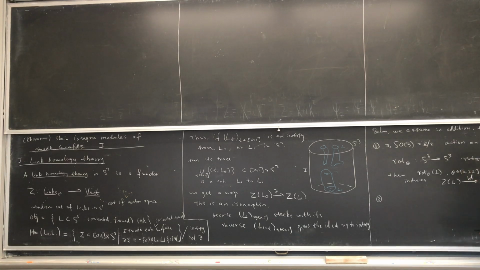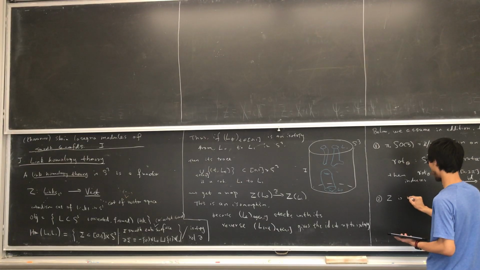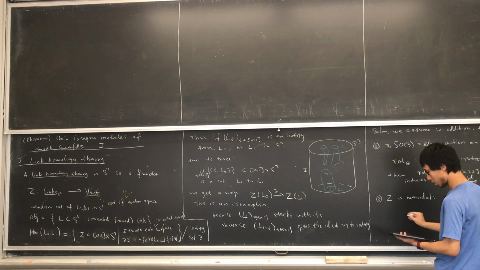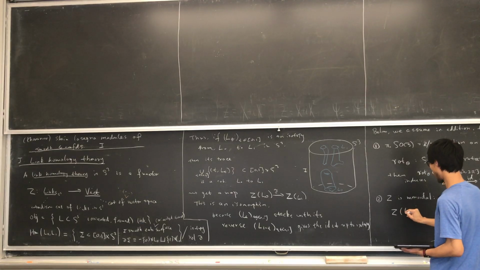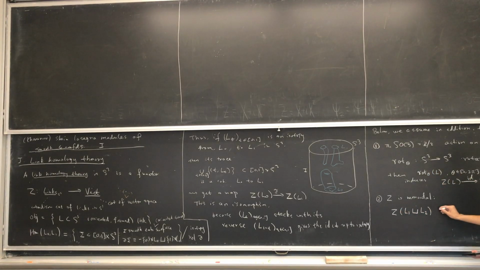And the second actual condition we want to impose is that Z is monoidal in an appropriate sense. If I take the disjoint union of two links, L1 and L2, this is going to be canonically isomorphic to the tensor product of ZL1 and ZL2.